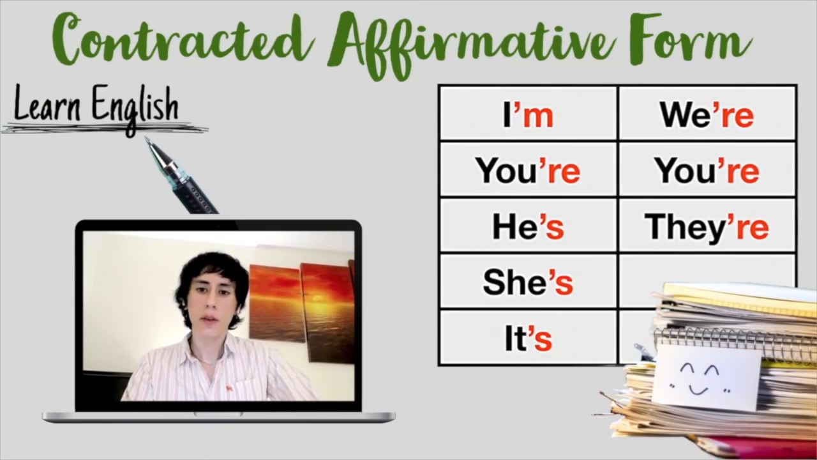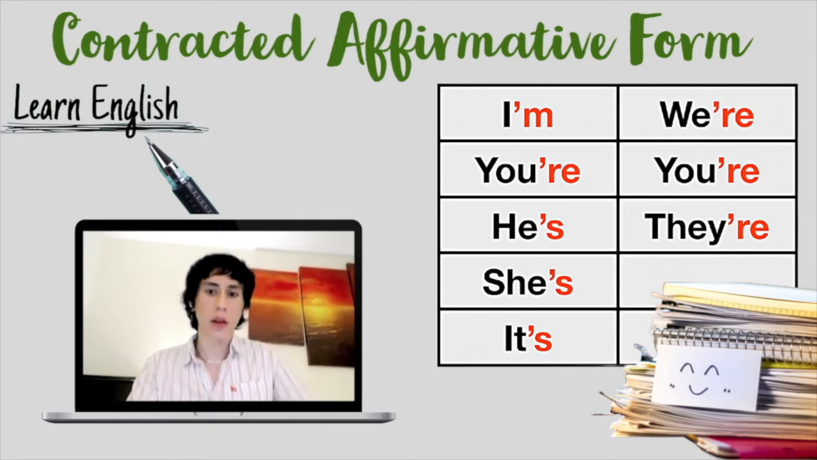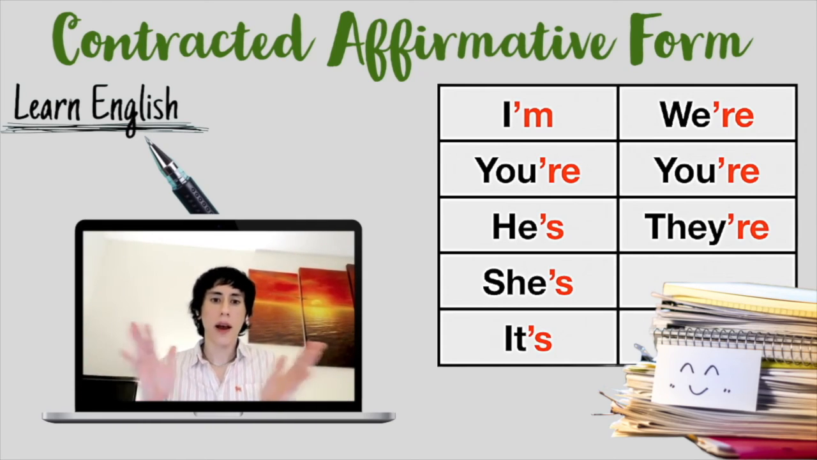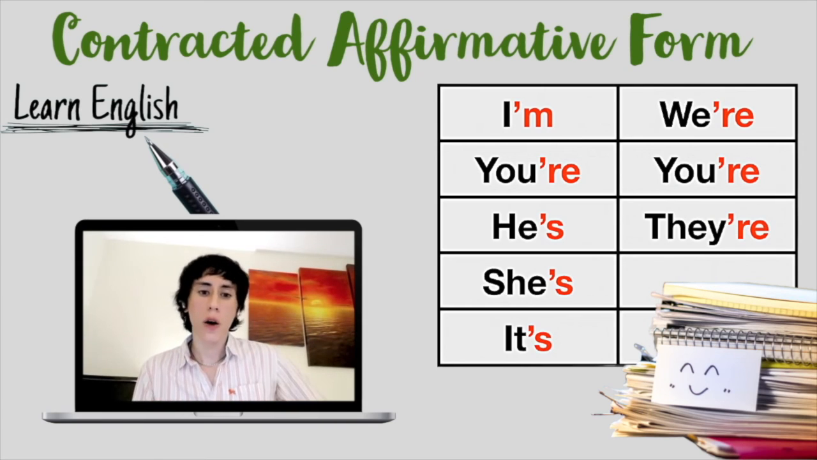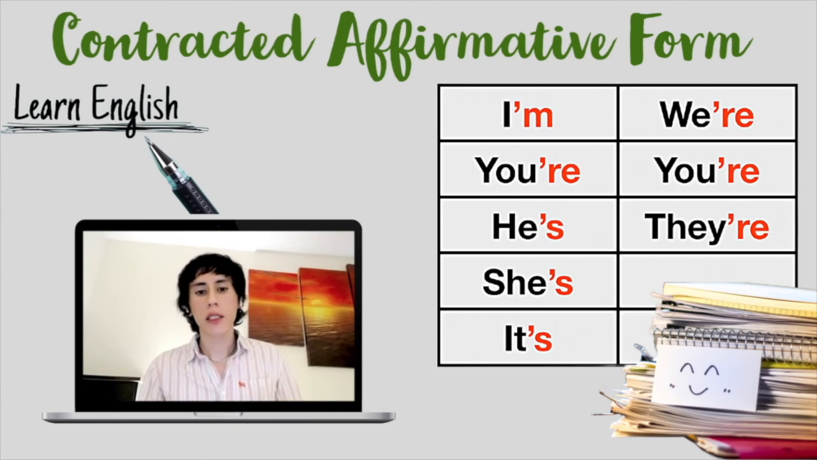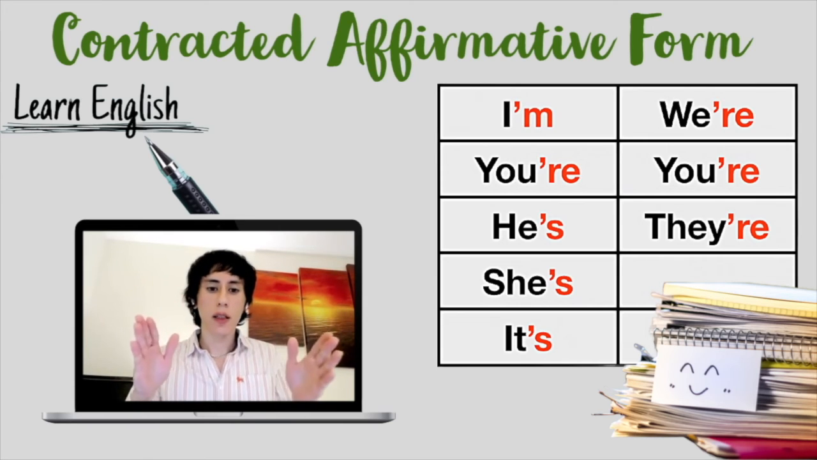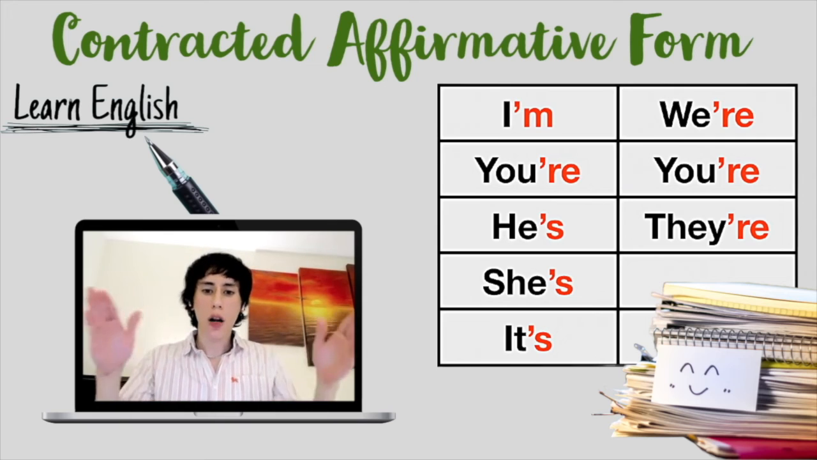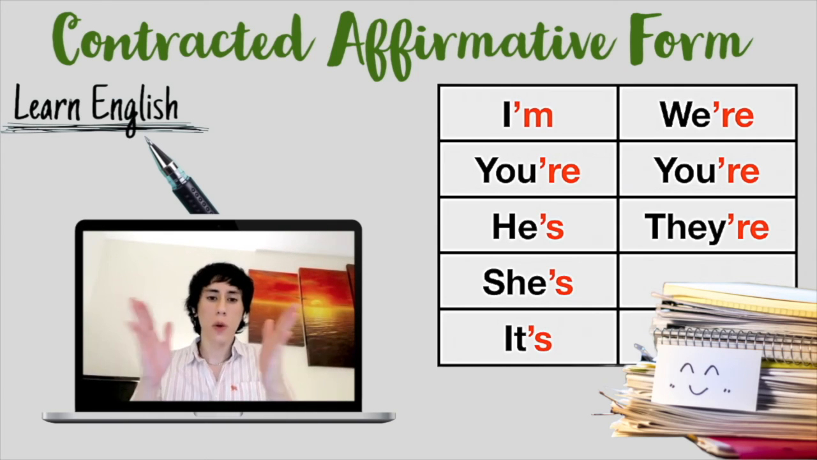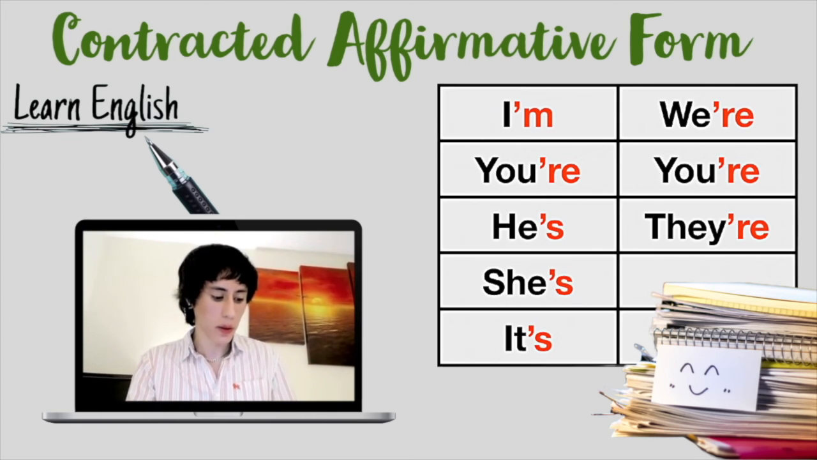The contracted affirmative form of the verb to be is, for I am, that is the long form, and the contracted form would be I'm. You are, it would be you're. For he is, it will be he's. For she is, it will be she's. For it is, it will be it's. For we are, we're, you are, it will be you're. And for they are, it will be they're. Again, I'm going to repeat them just for reference. I'm, you're, he's, she's, it's, we're, you're, and they're.